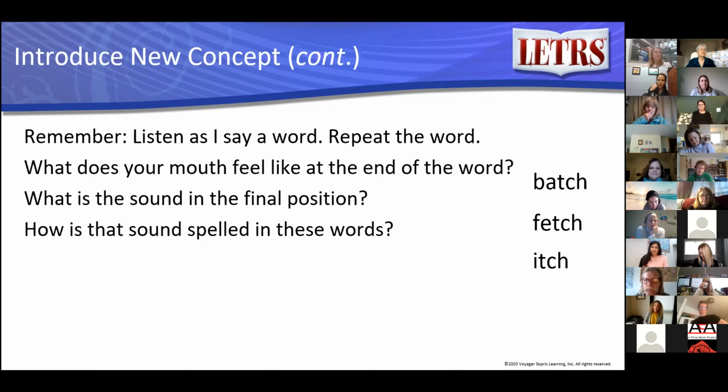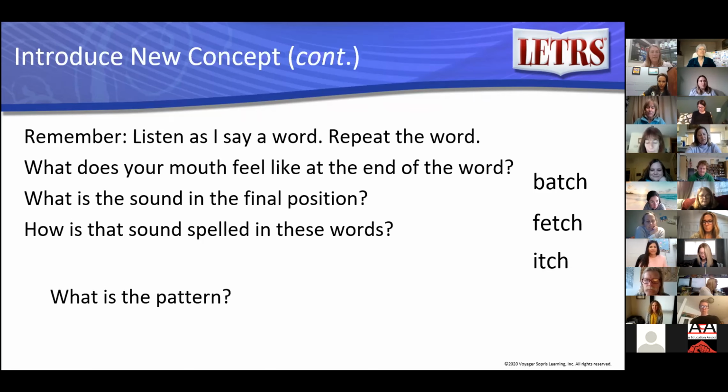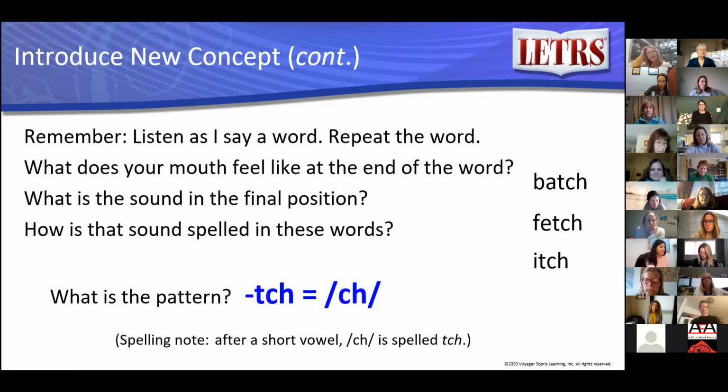What comes just before that TCH? A short vowel. Awesome. Now, kids probably wouldn't get it as well as you guys, so you might have to massage that a little bit. And so the pattern is TCH sounds like ch, and it comes after a short vowel. So this is really a spelling feature, and it's in the final position, which you all offered up all the right information. And if your kids could do that, that's amazing.